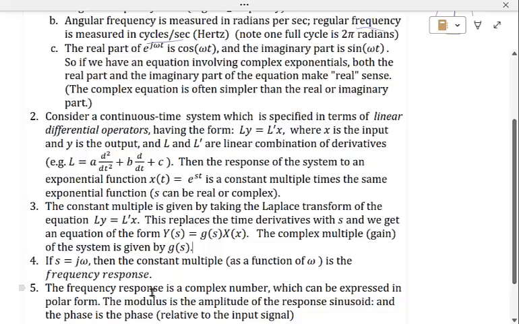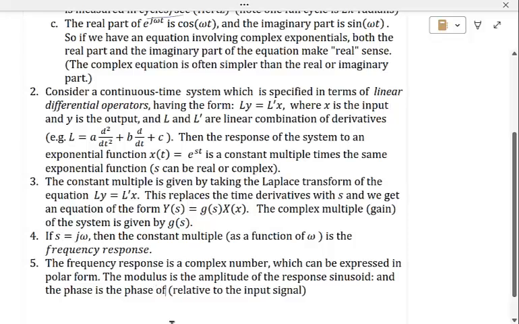Okay. Now, the frequency response in general is a complex number which can be expressed in polar form. It's a complex number, but it has a real interpretation. The modulus of the frequency response is the amplitude of the response sinusoid. In other words, if the frequency response has amplitude 2, then your signal is going to be amplified by 2. And the phase of the frequency response is the phase of the output relative to the input signal.